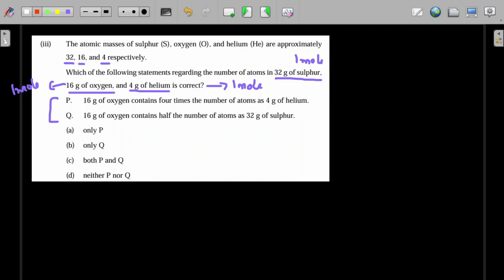Yes, Danish, what is the answer? So both are wrong. Okay. Rishi, what is your answer? Yeah, so both are wrong. Because 16 gram of oxygen contains 4 times the number of atoms. See, number of moles are same, meaning number of atoms also will be same. So all should have the same number of atoms. So here again, second part, you see, half the number of atoms. Meaning this is also wrong. So neither P nor Q, both are wrong. Okay. This is how we have to solve these questions.